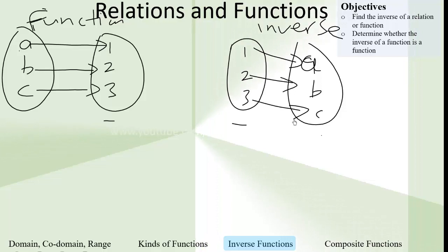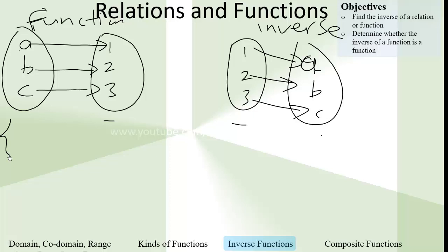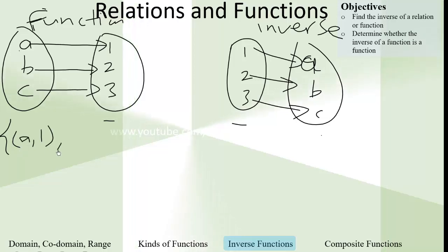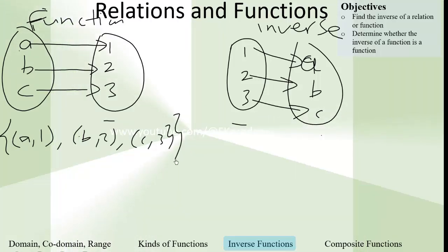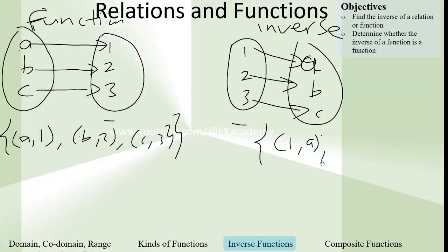Good. So if it is in terms of ordered pairs, this is how you can write this relation. Note that a function is a relation. So a, 1, then we have b, 2, then we have c, 3. Then the inverse will be like this. The inverse relation will be like this: 1, a, then we have 2, b, then we have 3, c.